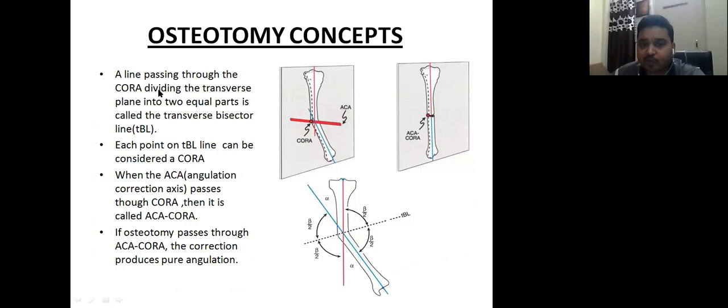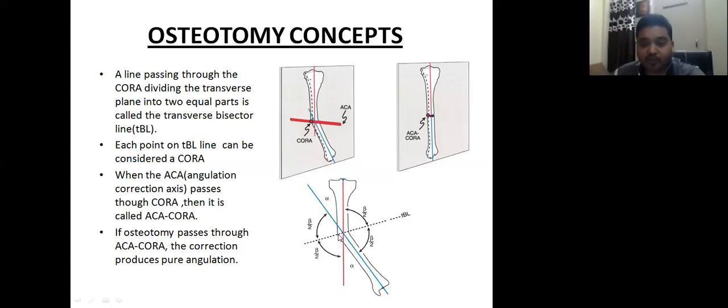The line passing through the CORA dividing the transverse plane into two equal parts is called the transverse bisector line. So we have seen the CORA, then the angulation correction axis, and there is one bisector line, which divides the transverse plane into two. Each point on this transverse bisector line can give us a CORA at three different levels. That means we can consider the CORA at any point within the bone, in the cortex, in the center, or over the cortex. The result will be the same.